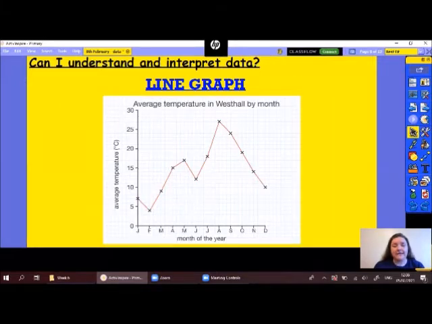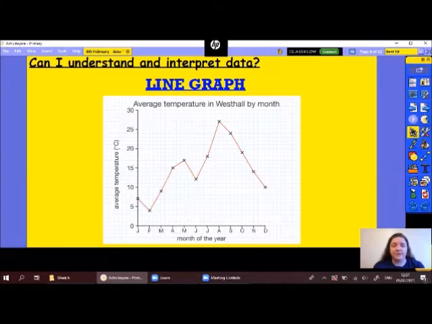Here we have a line graph. Now, line graphs might be fairly new to you, and we'll study them a lot more later in Year 4. But for now, let's just see how it works. So a line graph is mostly used for when things change over time.